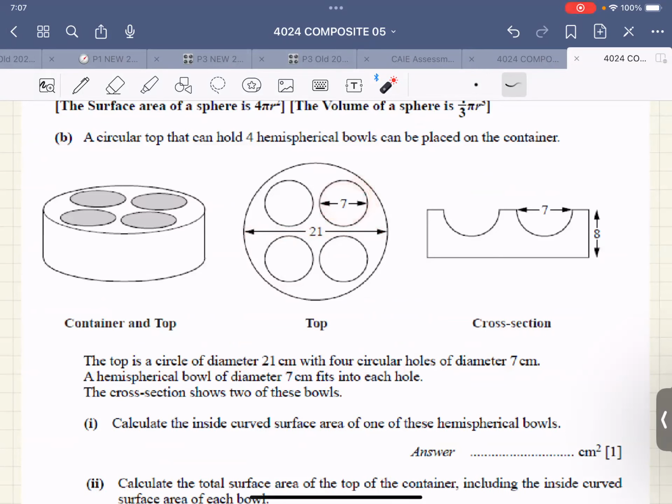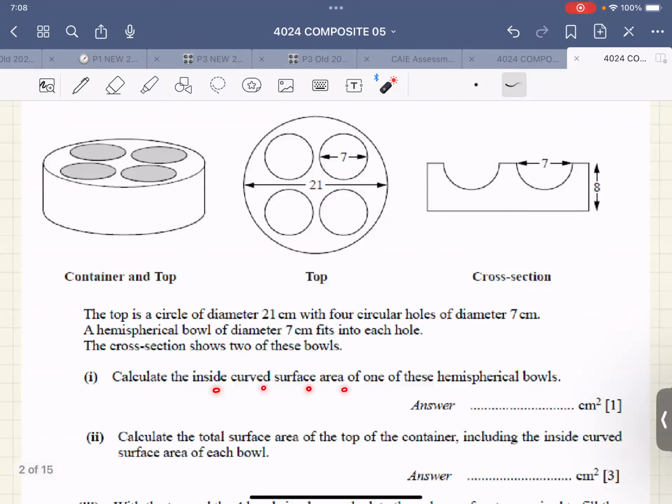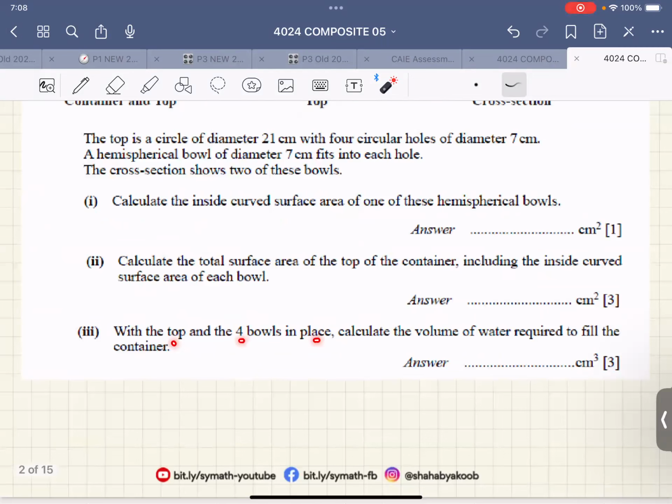So this is being carved out. A hemispherical bowl of diameter 7 fits into each hole. Well, it's a hole and we will fit in the not semicircle, the hemisphere in it. The cross section shows 2 of these bowls. So this is the cross section from the side view. Calculate the inside curved surface area of one of these hemispherical bowls. Calculate the total surface area of the top of the container, including the inside curved surface. With the top and the 4 bowls in place, calculate the volume of water required to fill the container.